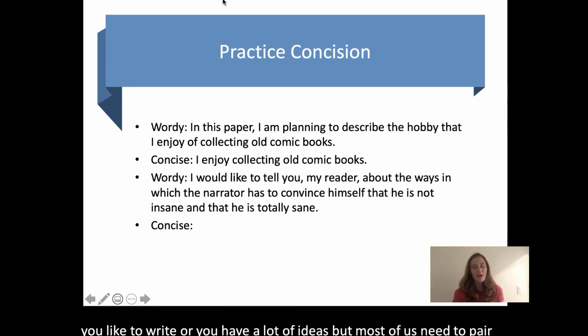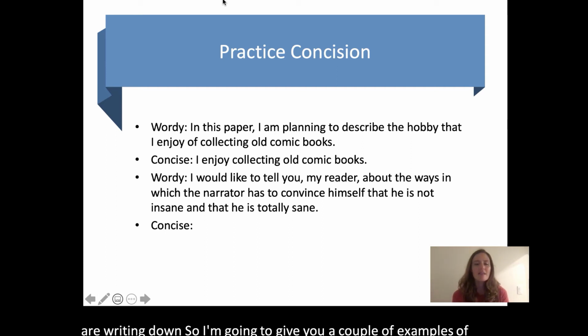So I'm going to give you a couple of examples of sentences that are not concise. In this paper, I am planning to describe the hobby that I enjoy of collecting old comic books. So that's incredibly wordy. You can eliminate a bunch of words and not lose the meaning of the sentence. I enjoy collecting old comic books. It's not a beautiful sentence, but the previous sentence didn't have anything else in it that was adding to the sentence's value or the power of the sentence.